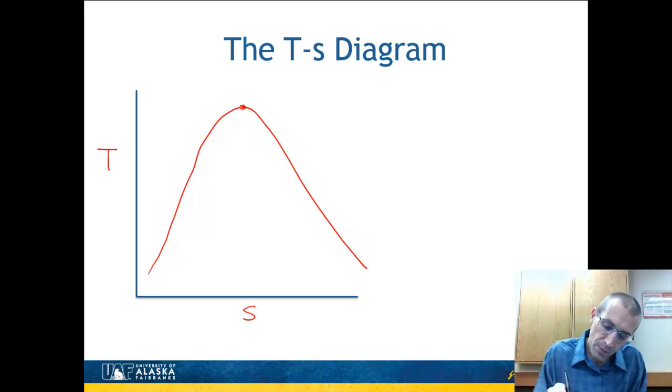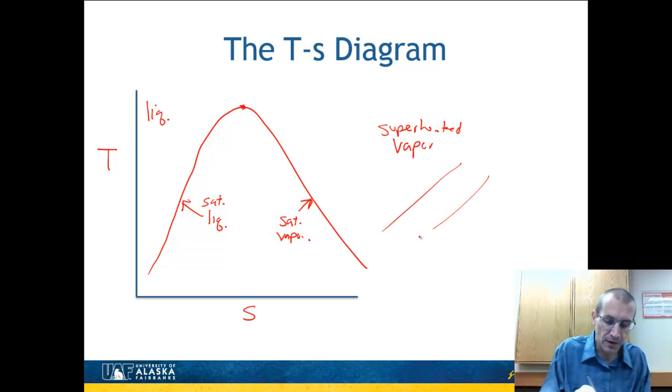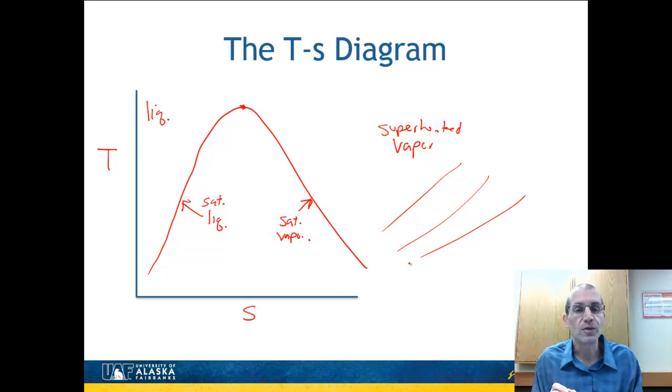We're up at the very top. This is the critical point, and it separates liquids and vapors. This over here is my saturated liquid line. On the right-hand side is my saturated vapor line. There are compressed liquids over on the left, and there are superheated vapors on the right. Ideal gas land is sort of in this range out here in the far right.